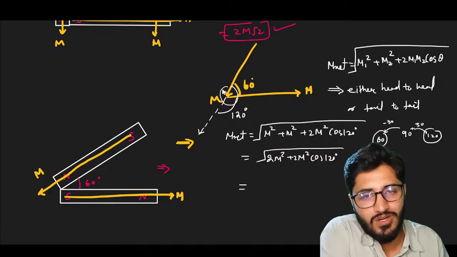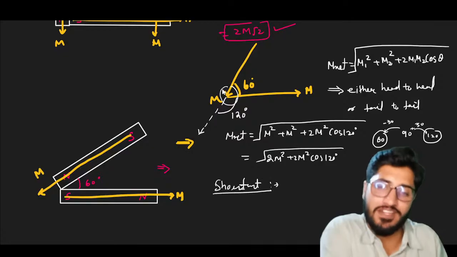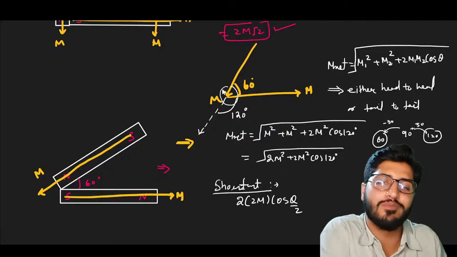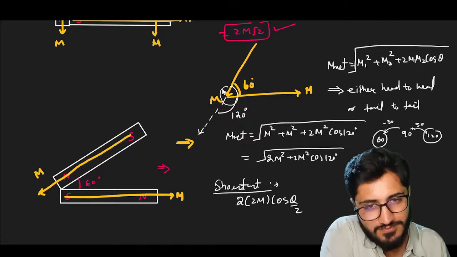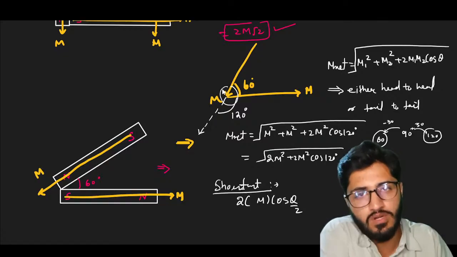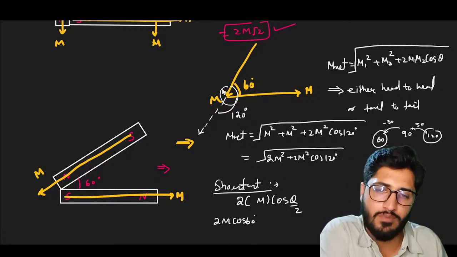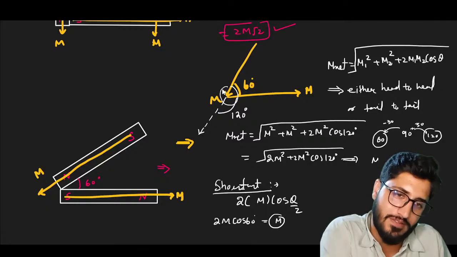So we are having one more shortcut. Now, shortcut. If you want to find the net, the net would be 2 times M cos theta by 2. One more formula. Okay. So why 2M? Here it is 2 only, no? M only. So is it 2M cos 60? Cos 60 is 1 by 2. So the answer is M only. Just use this formula, you will get M only.